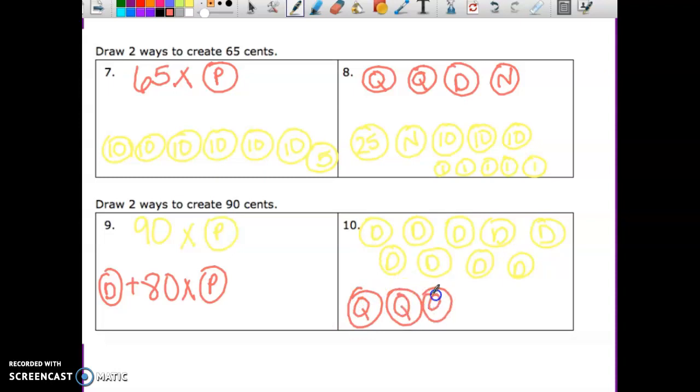Could have done 3 quarters, a dime, and a nickel. Any combination of coins to get me to 90 cents is acceptable.